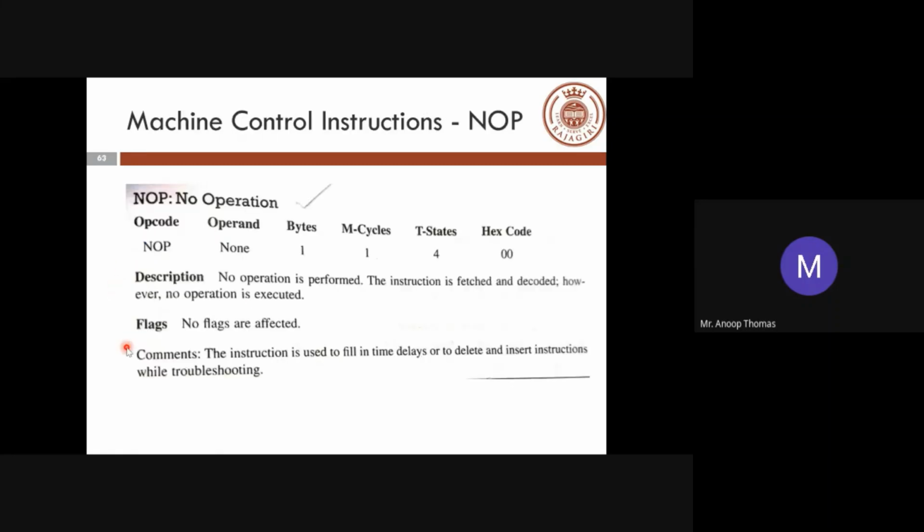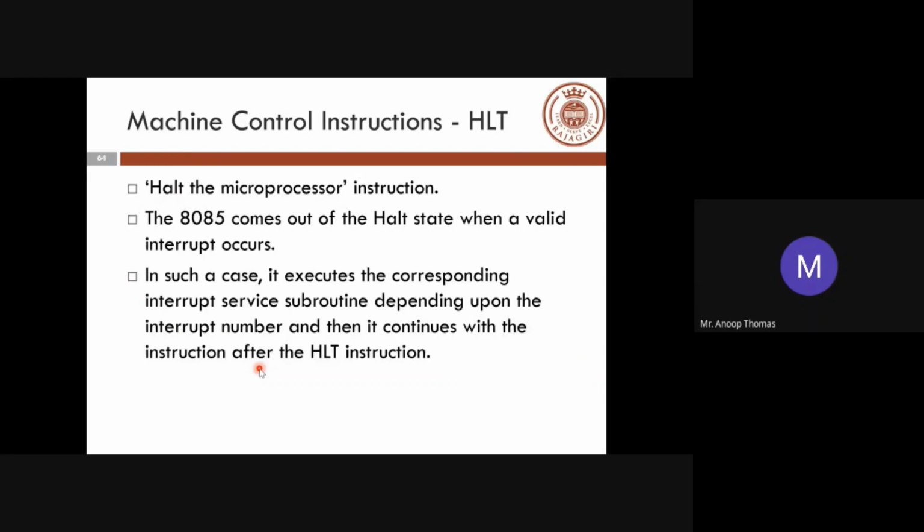Okay, so this is the expansion of NOP, no operation, basically to create a delay. 4 states are required, and you have 1 byte, 1 machine cycle. Halt the microprocessor: it comes out of the hold state when a valid interrupt occurs. So it makes the microprocessor move into a hold state where most of the peripherals remain in a non-processing mode, and once an interrupt comes, it starts executing depending upon the interrupt number, and then it continues with the instruction after the hold instruction. So once an interrupt occurs, it moves out of the hold.